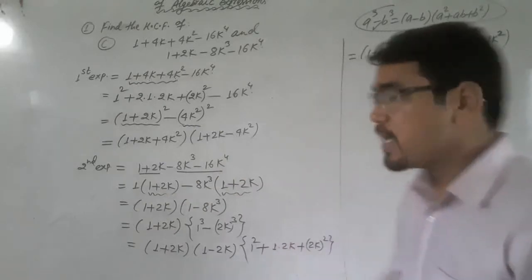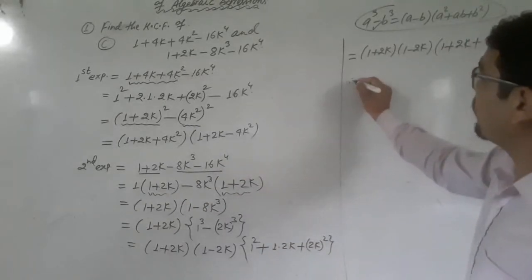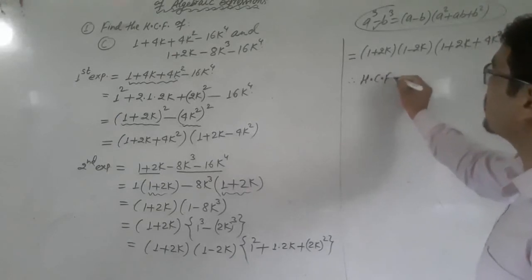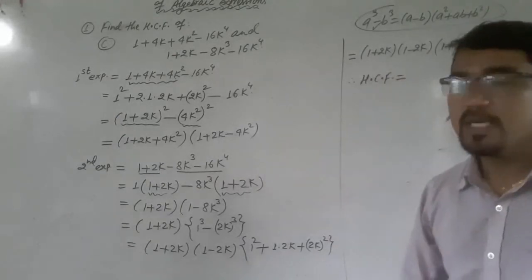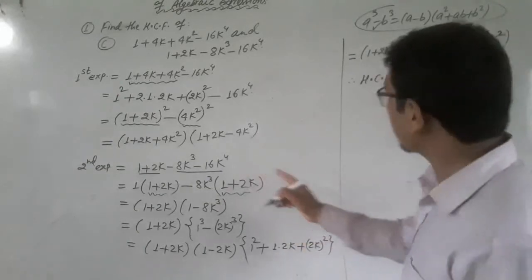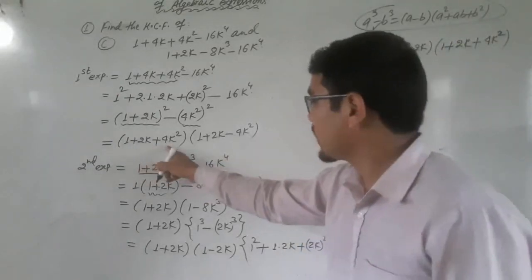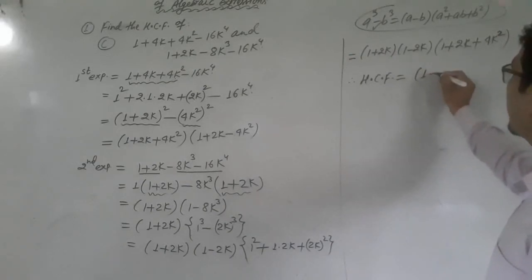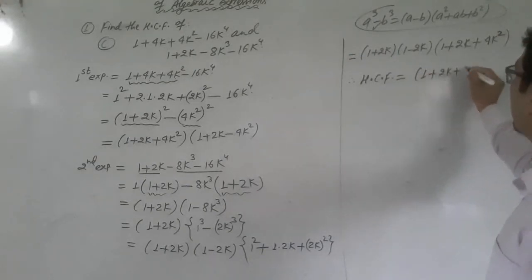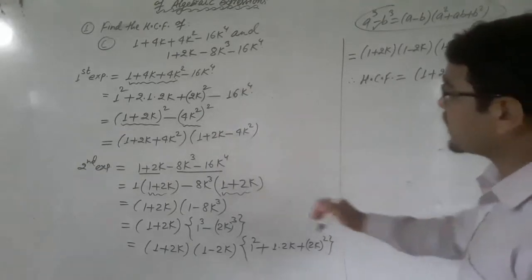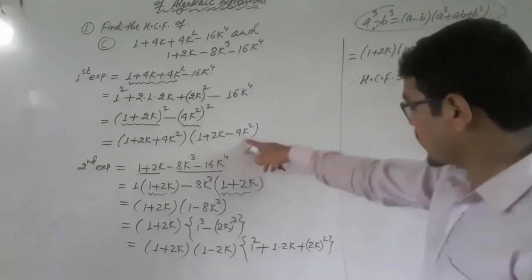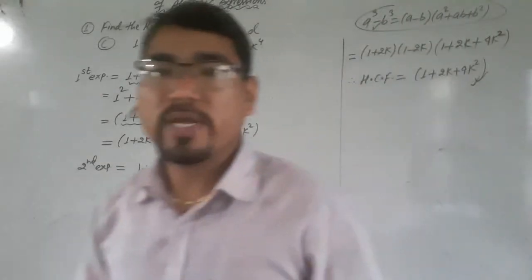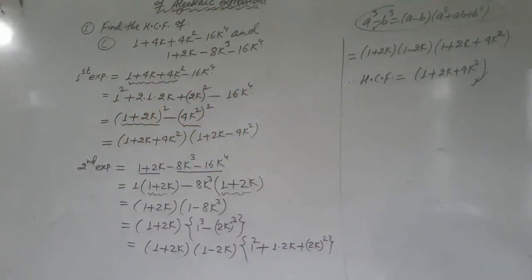Second expression. Now therefore, H.C.F is asked. The highest common factor H.C.F is equal to the product of common factors. What is the common factor? Here 1 plus 2k plus 4k square is common. So we can write 1 plus 2k plus 4k square. Is the other one there or not? Check it: 1 plus 2k minus 4k square. Here we don't have it. So only this one is our answer. In this way we can solve such type of problem.